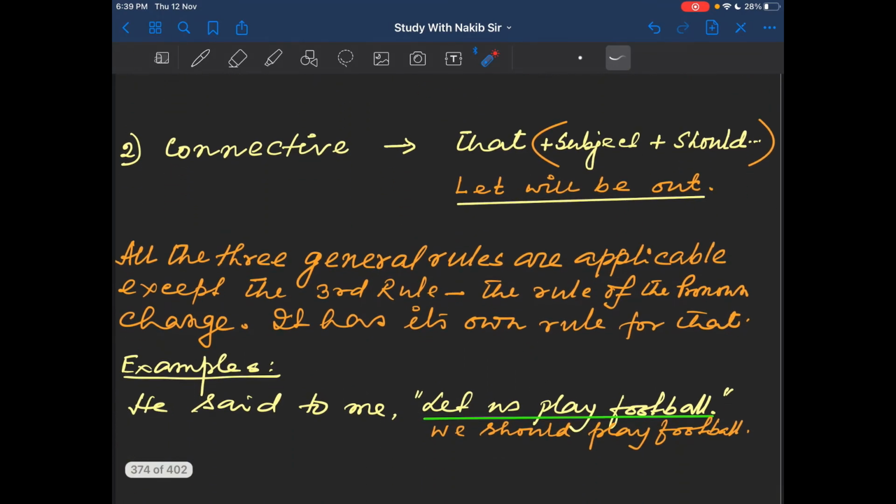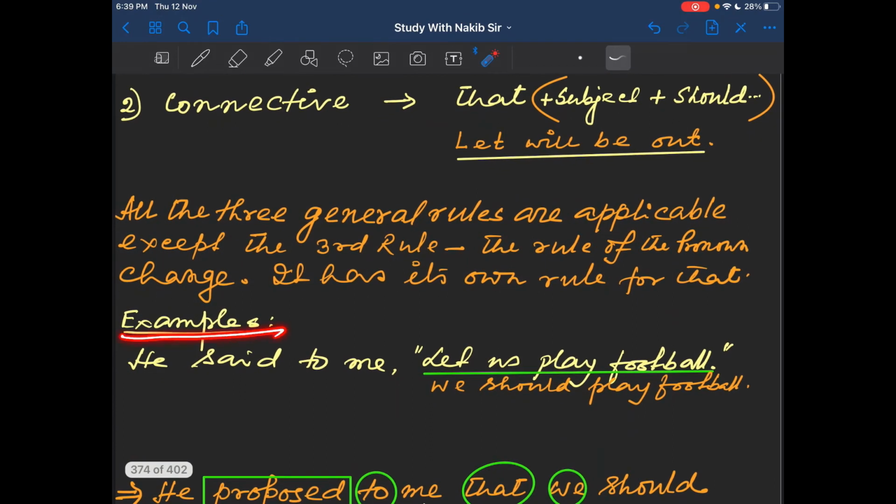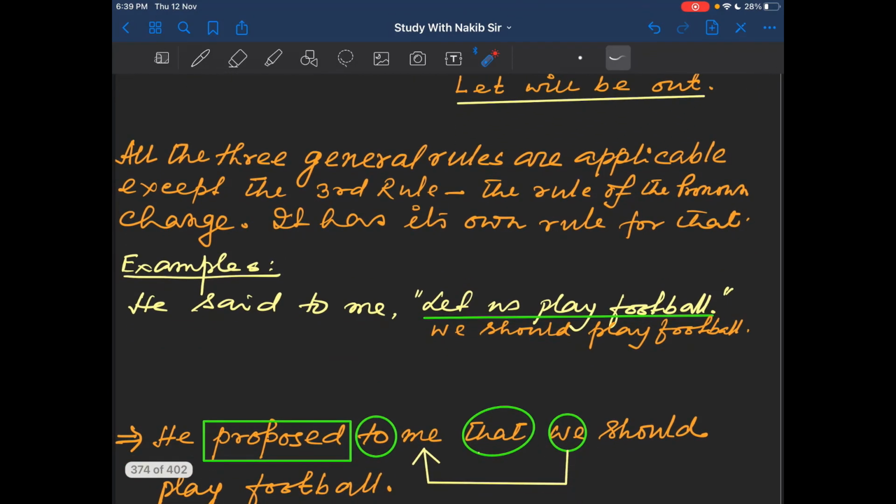For the pronoun change, this part has its own rule. Okay, now see the example. First example, he said to me, let us play football. It's a proposal. So change the reporting verb to propose. See, he proposed to me. To is used because there is an object after propose. So he proposed to me that is the connective.